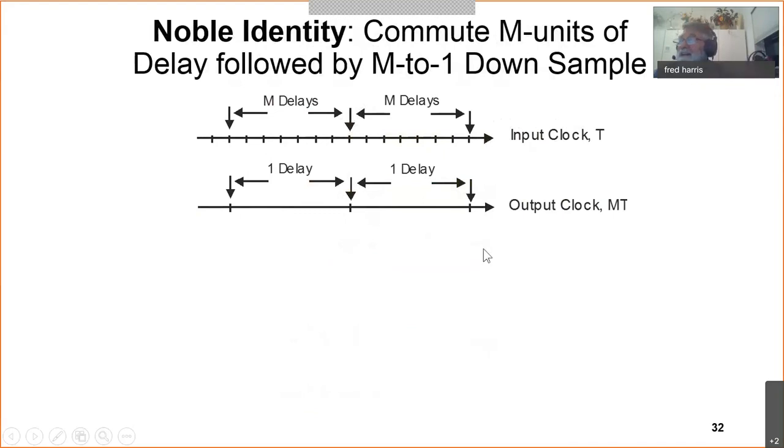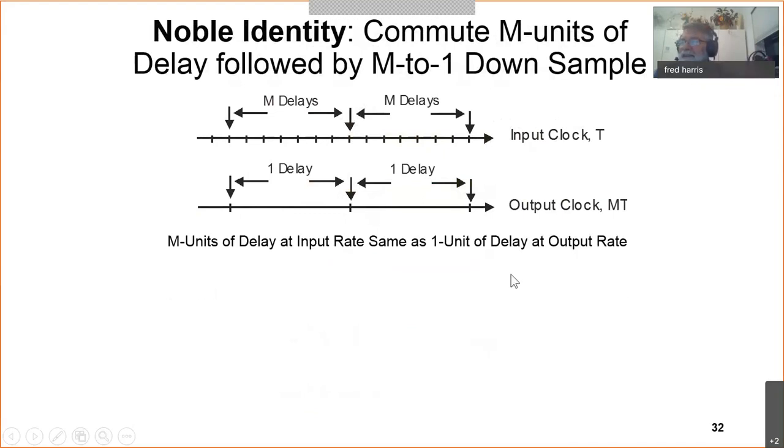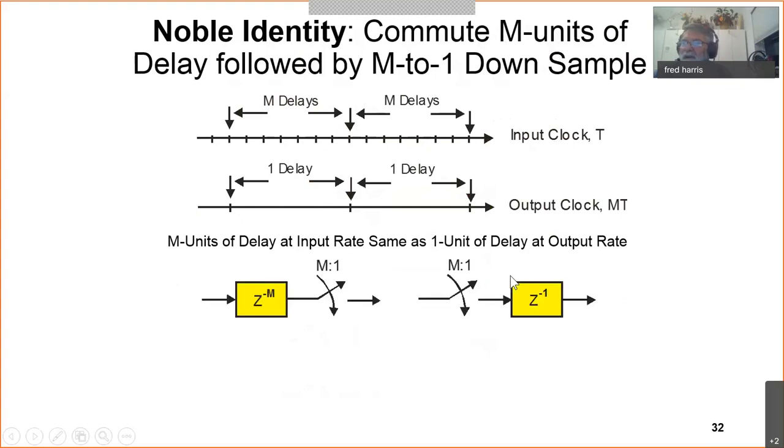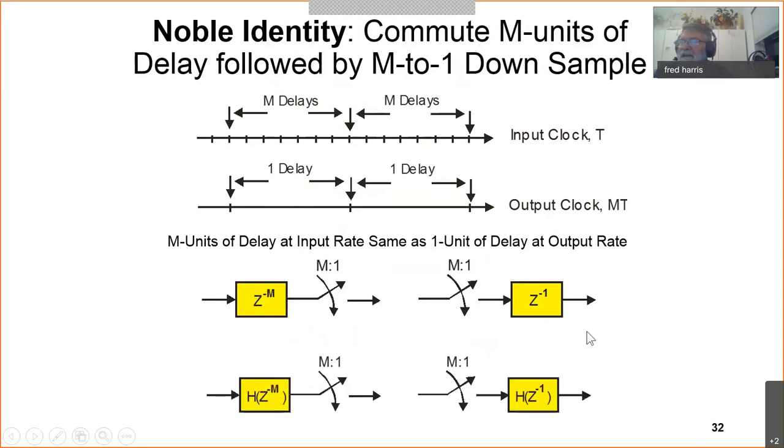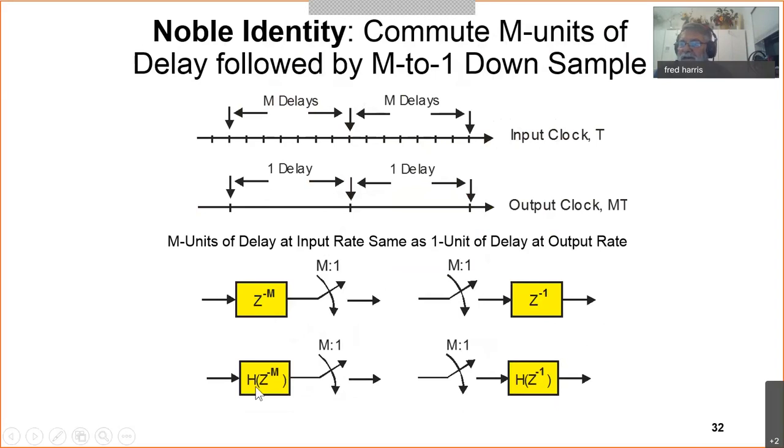Noble identity, a term coined by P.V. Vaidyanathan at Caltech. So if I have a delay line with M to one delay, I can put the delay line in front and replace it with one delay in back. And input to output, these are indistinguishable. And if it's true for a delay, it's true for any polynomial that uses those delays. So my polynomial in Z to the minus M running at the input rate is now a polynomial in Z to the minus one running at the output rate.